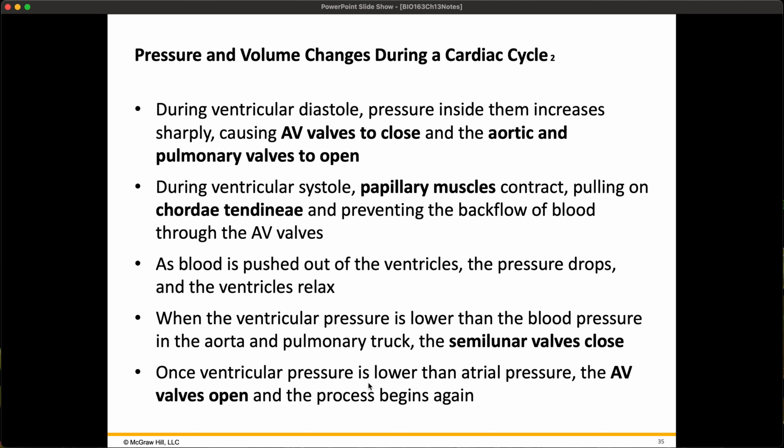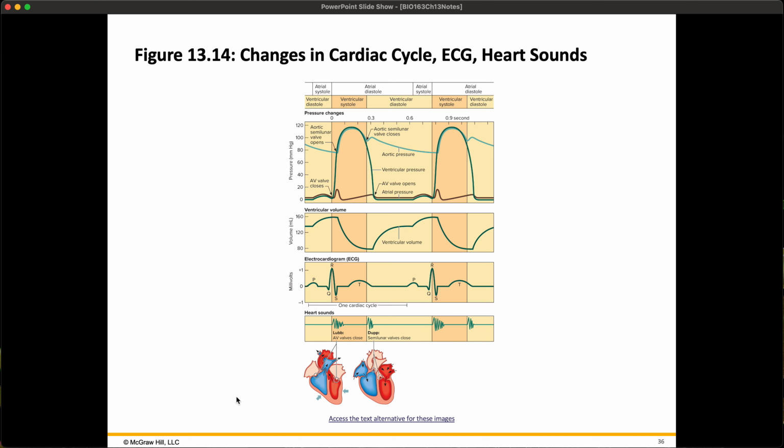Once the ventricular pressure is again lower than atrial pressure, the process happens all over again. The AV valves are going to open because during this time of the ventricles emptying, the atria are filling. As soon as that pressure shifts again, the AV valves open, that passive flow. So here we are at this chart once more.